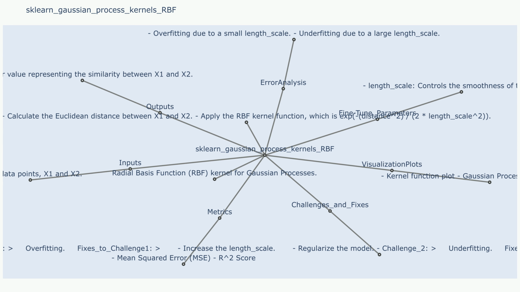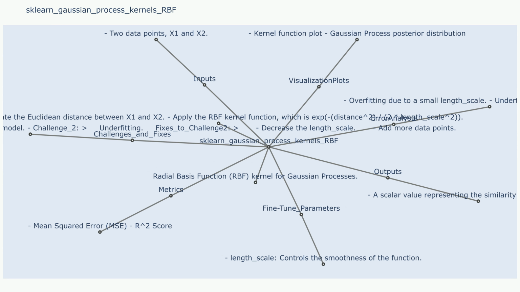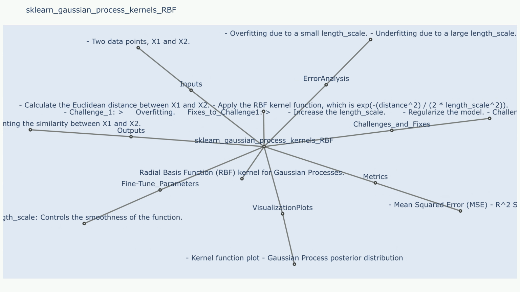The RBF kernel assumes that data points that are closer in the feature space are more likely to have similar target values. Inputs. Input 1: explain in detail x1, the first data point, represented as a vector of features. Input 2: explain in detail x2, the second data point, represented as a vector of features.